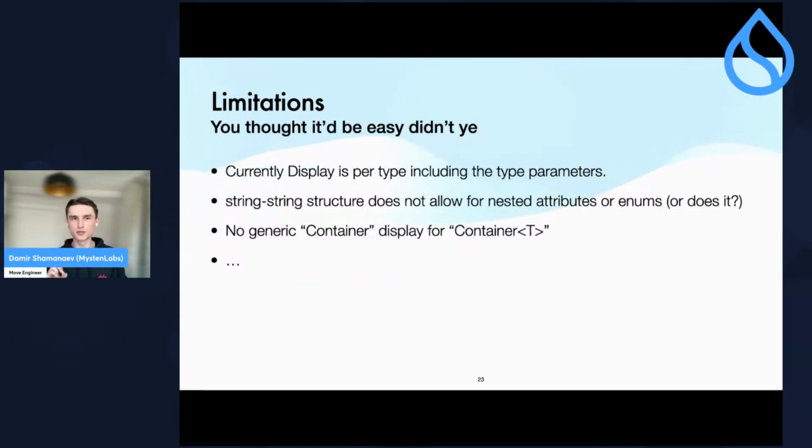And also the string-to-string structure, because it's a VecMap of strings, makes it tricky to define attributes lists with keys and values, etc. So there will need to be some consensus on how attributes or maybe enums could be added there.